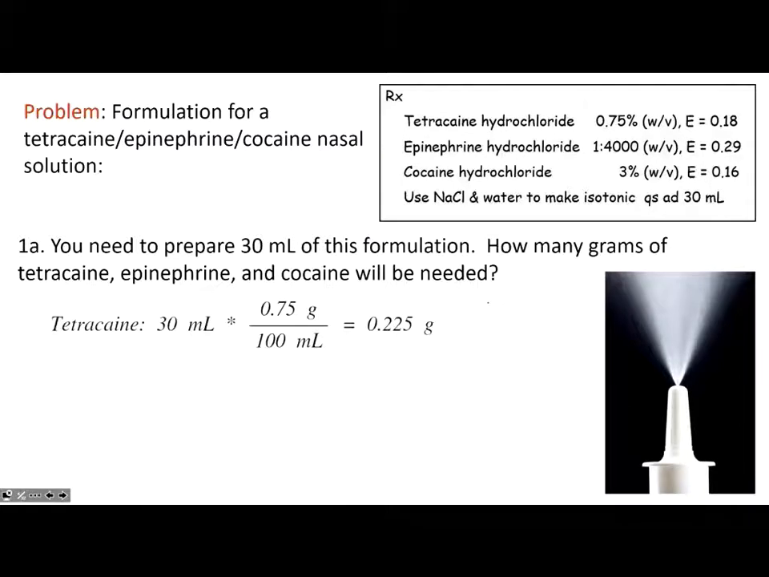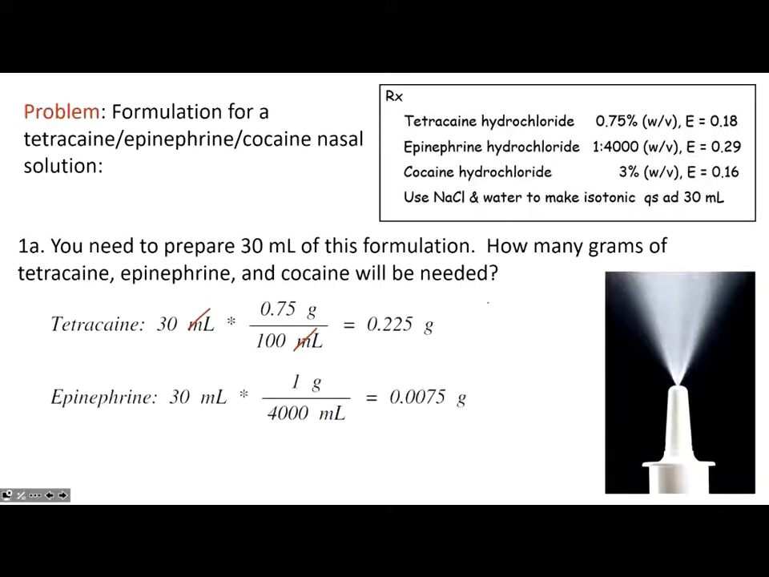So if we start with just the tetracaine and look up on the prescription, we know it was given to us at 0.75% weight per volume. That means 0.75 grams per 100 milliliters. So I set that up. Multiply that by the amount that we're trying to make, which was 30 milliliters. Milliliters will cancel, and I'll end up with grams. And if you do that math across, pretty straightforward, you get 0.225 grams. That easy, I hope? Very strong skill you should hopefully have at this point.